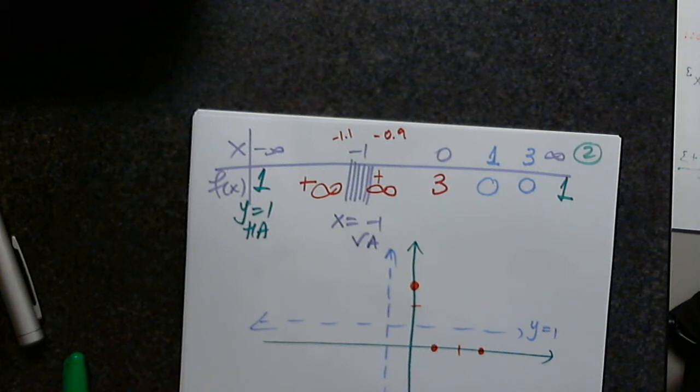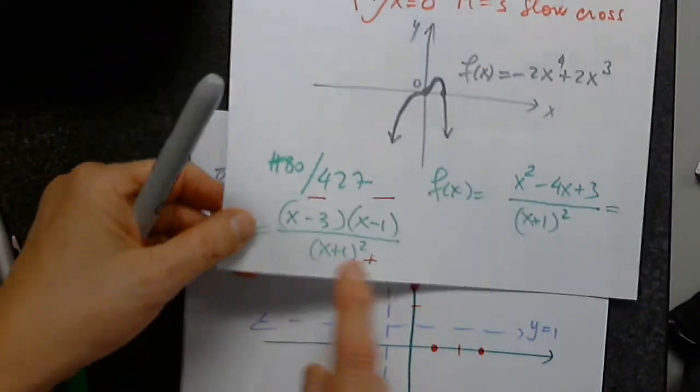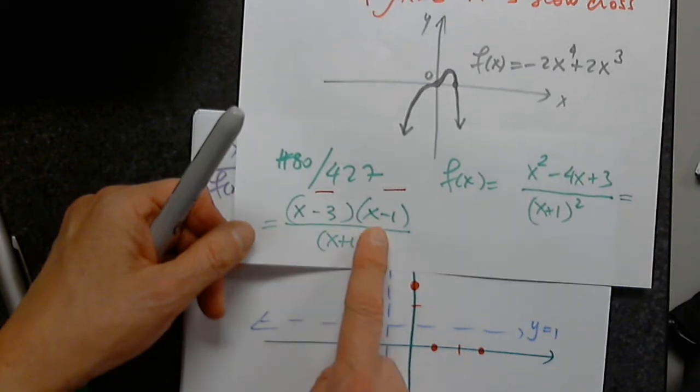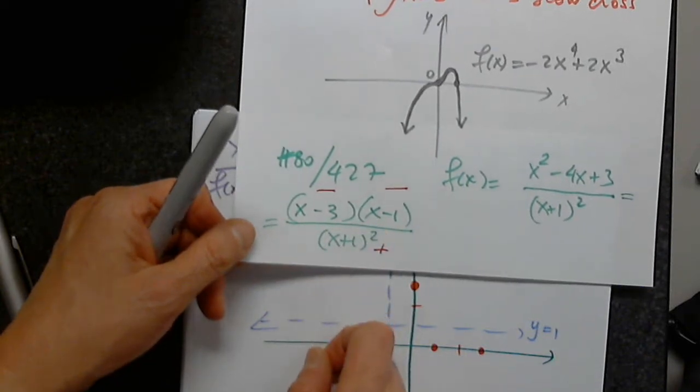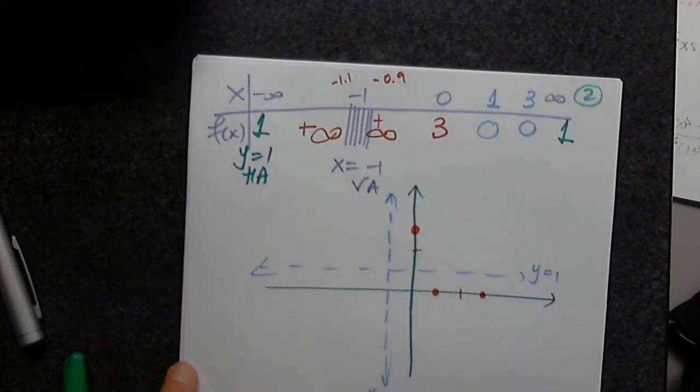A fraction is 0 when the top is 0. I have x minus 1 and x minus 3. When I set that equal to 0, I get x equals 1 and x equals 3. So a fraction is 0 when the top is 0. So 3 and 1. Better? Perfect. Always stop me if you have questions, please.